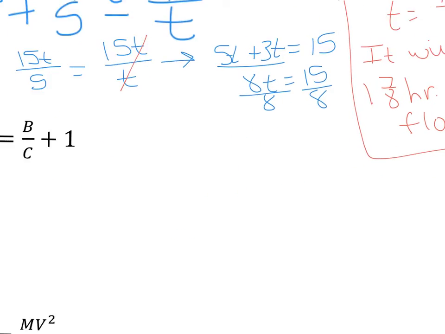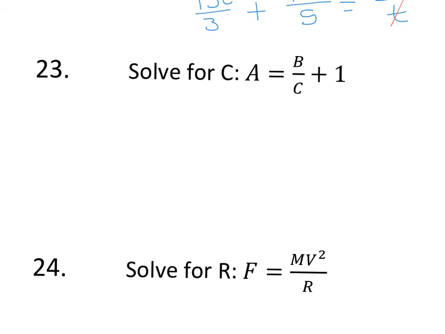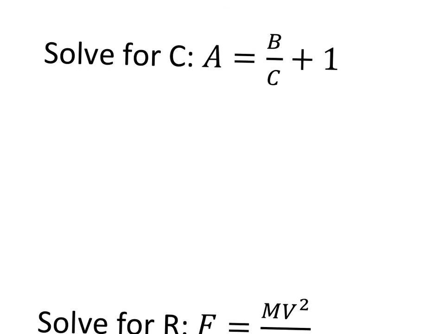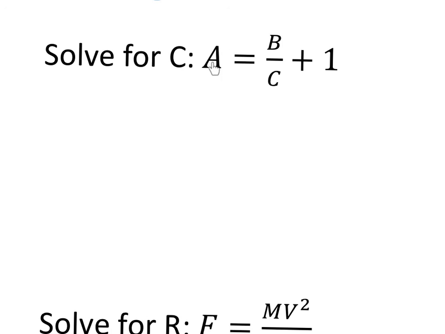All right, number 23. This is a literal equation, which means that sometimes it's a formula, but some kind of equation that has more than one variable in it, and you're being asked to isolate a specific variable. So in this equation, we're being asked to isolate C.